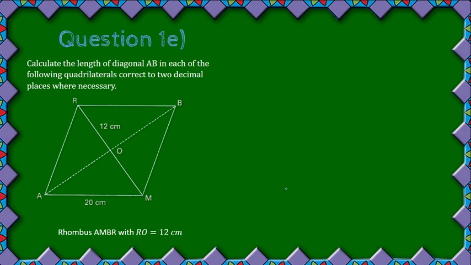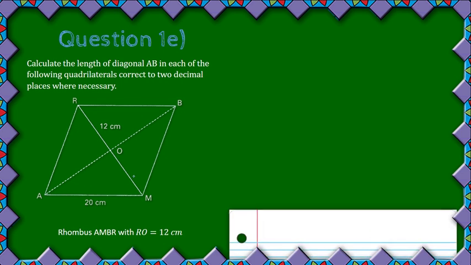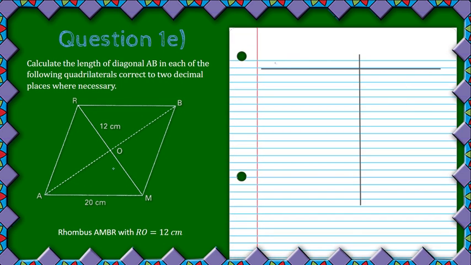Then question 1E, calculate the length of the diagonal AB in the rhombus. So we have that RO is 12, AM is 20. So we have our statement and reason, and we need to find AB. So what do we know about a rhombus? We do know that the diagonals bisect each other at 90 degrees. We also know since they bisect each other, that these are equal to each other.